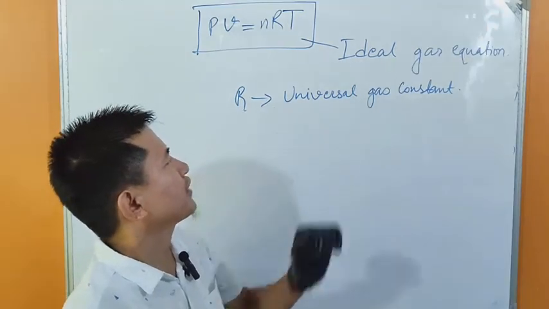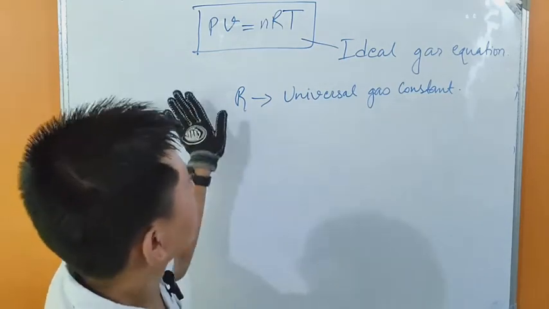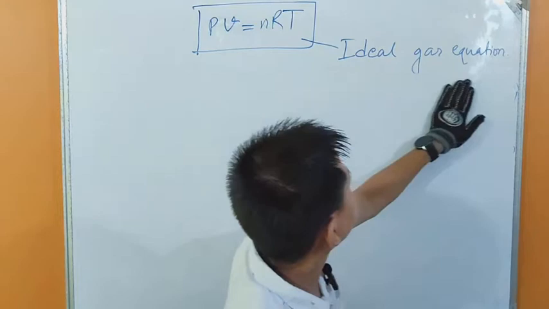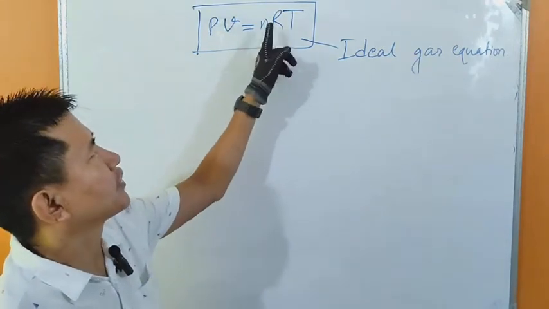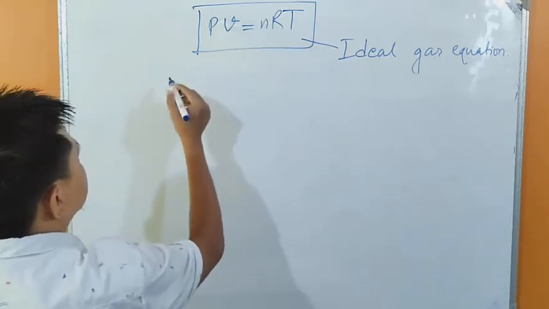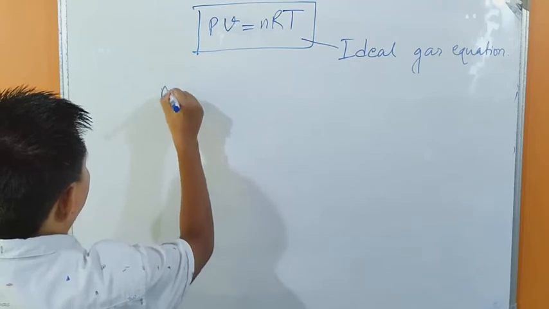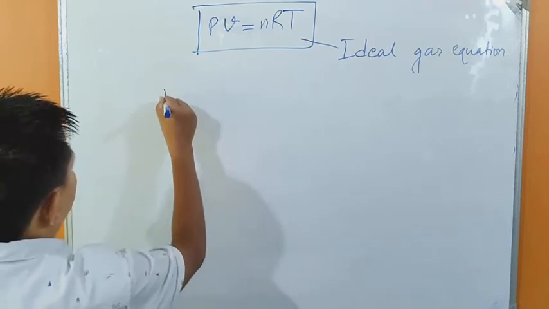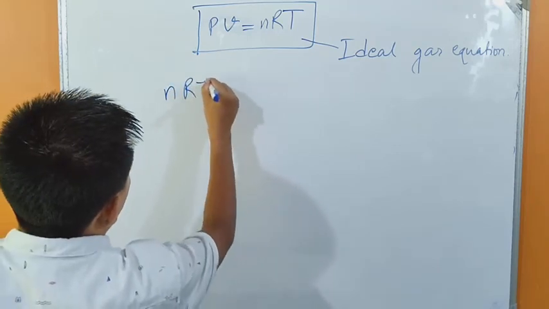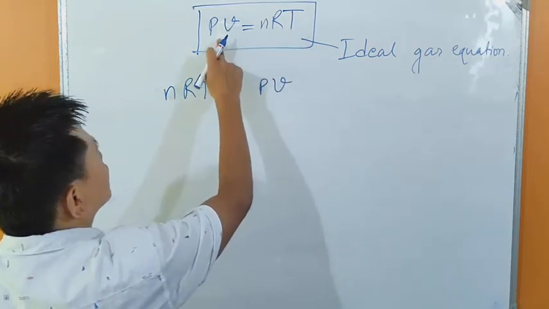R is the universal gas constant. We have seen this. Now we will find the value of R. Let us find the values of R from the equation PV equal to nRT. We have nRT equal to PV.